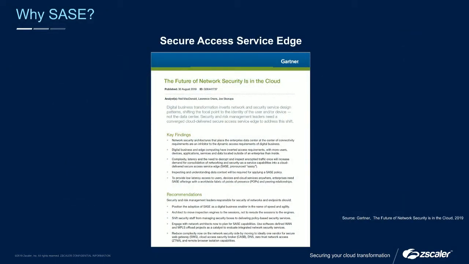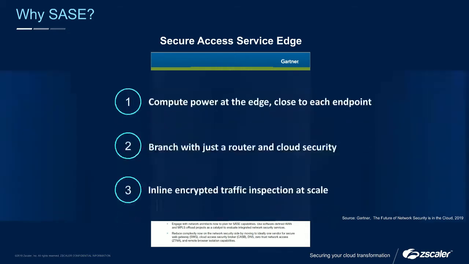Gartner has published a paper called Secure Access Service Edge. The actual title is The Future of Network Security is in the Cloud. And there are 3 important things that you should be looking for from your vendor. So the first is going to be compute power at the edge, so that the computing and the security is closest to each endpoint. The second thing is, again, the agility for things like branches, where you can essentially route traffic to the internet and still have it be secure without having to duplicate unnecessary stacks of hardware at each of those particular locations.